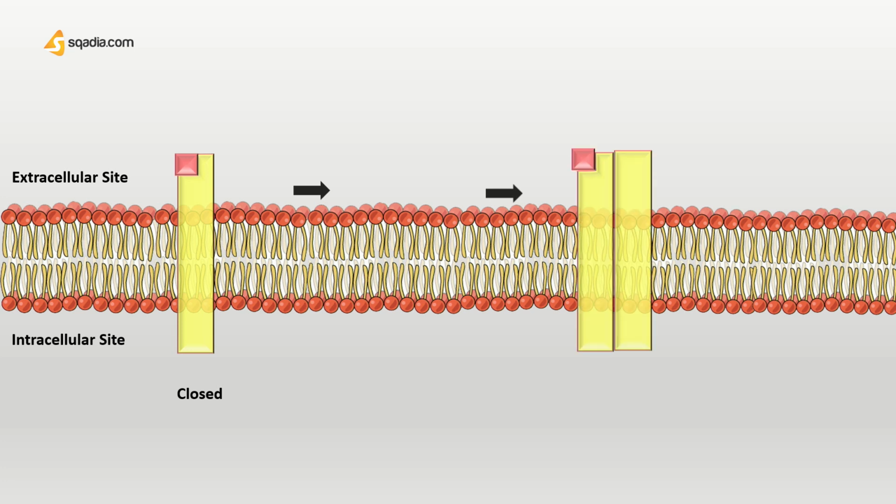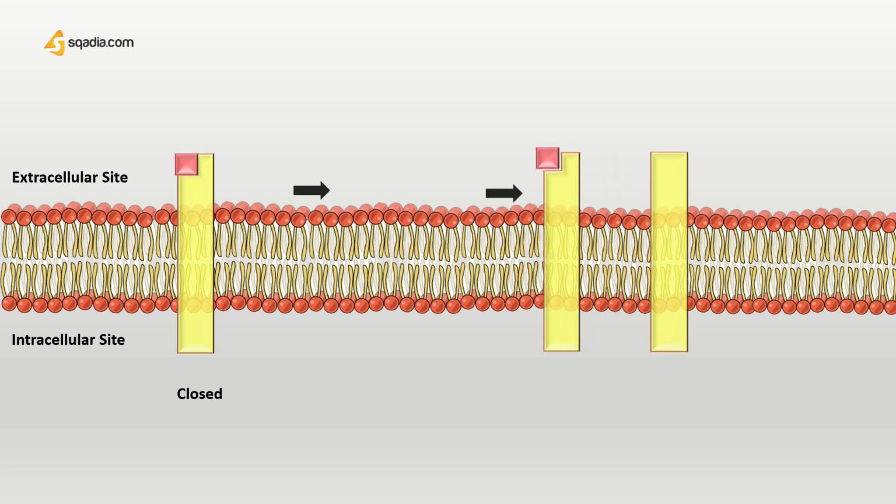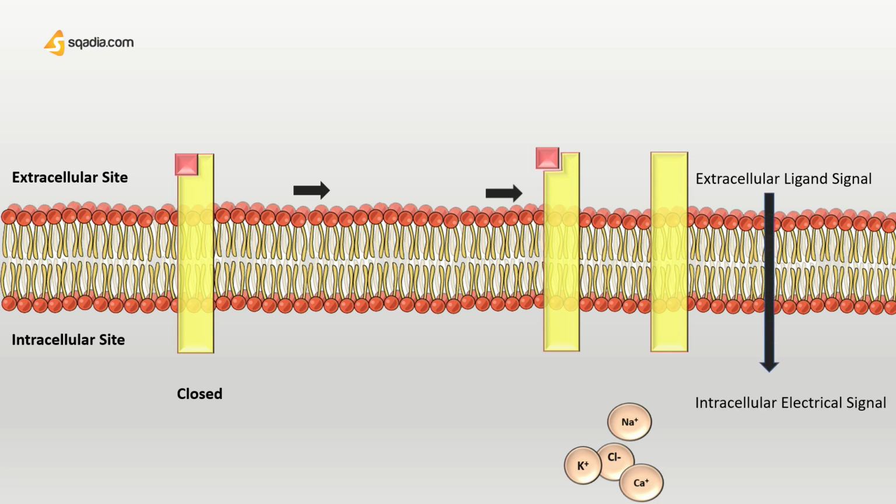Once this channel is opened, it will let ions like chloride, sodium, potassium, and calcium move through the ion channels. When the ions are moving in and out, this will cause a change in the electrical properties of the cell, briefly explained as converting the extracellular ligand signal into an intracellular electrical signal. It is very rare that the allosteric sites are present intracellularly.